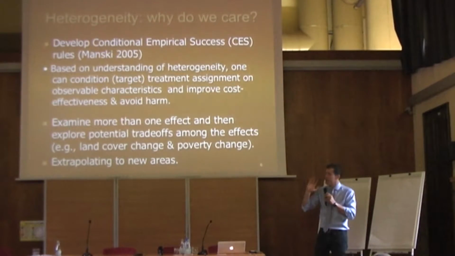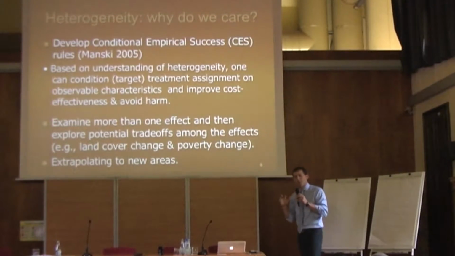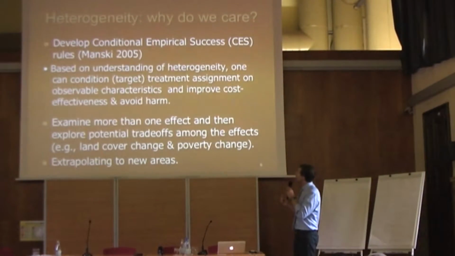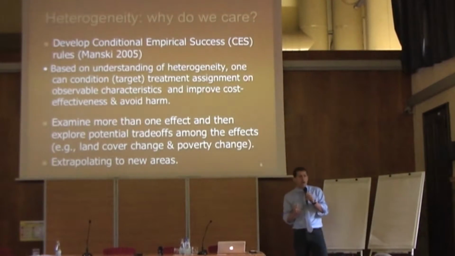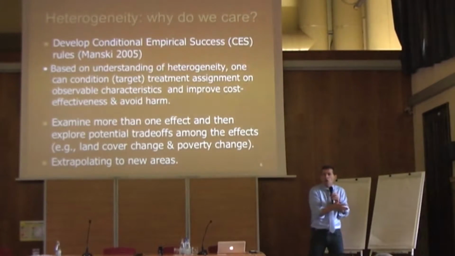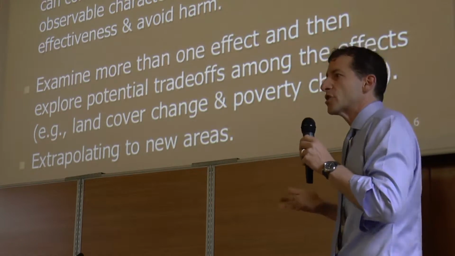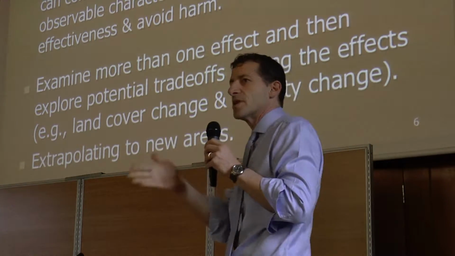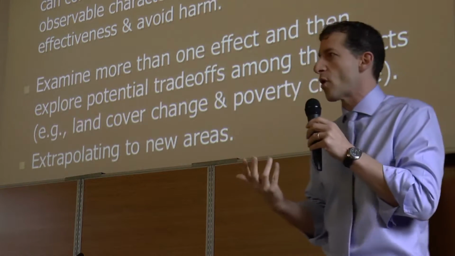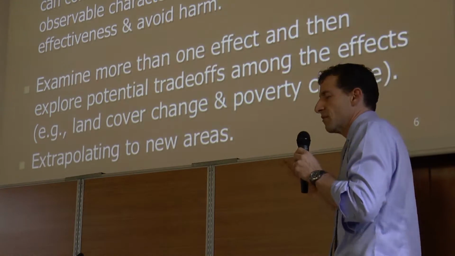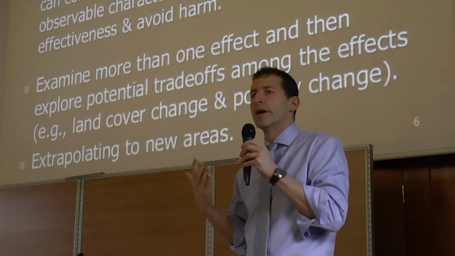Why do we care about heterogeneity? There might be other reasons, but here are three important ones. One is developing what Manski fancifully calls conditional empirical success rules. This is basically the idea of where does it work best? When you get no effect, where does it get a perverse effect? Because we have that information, we can do better targeting, condition our treatment assignment on observable characteristics, and therefore make our program more cost-effective. More or less the same idea, but bringing it out a little bit more, is avoiding harm in certain areas.